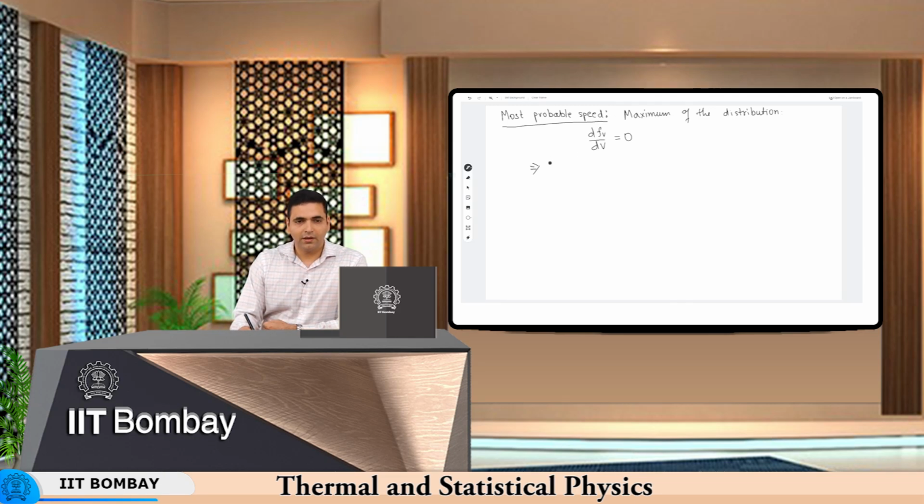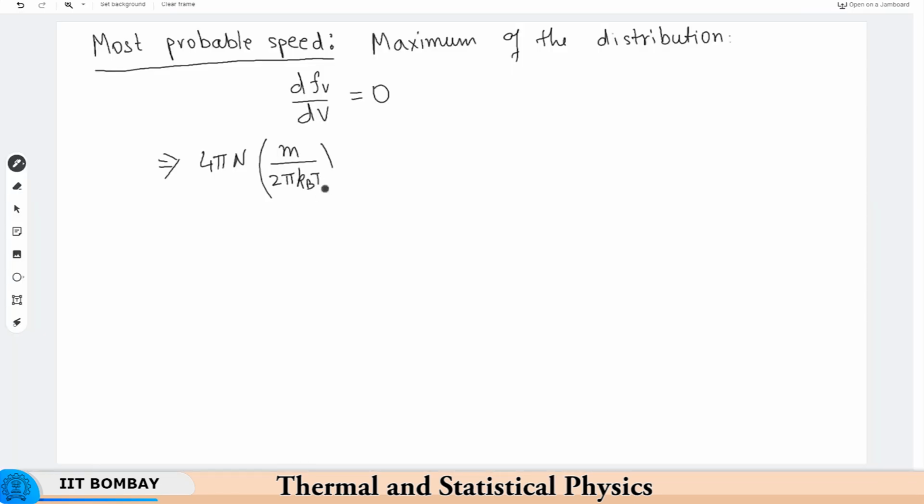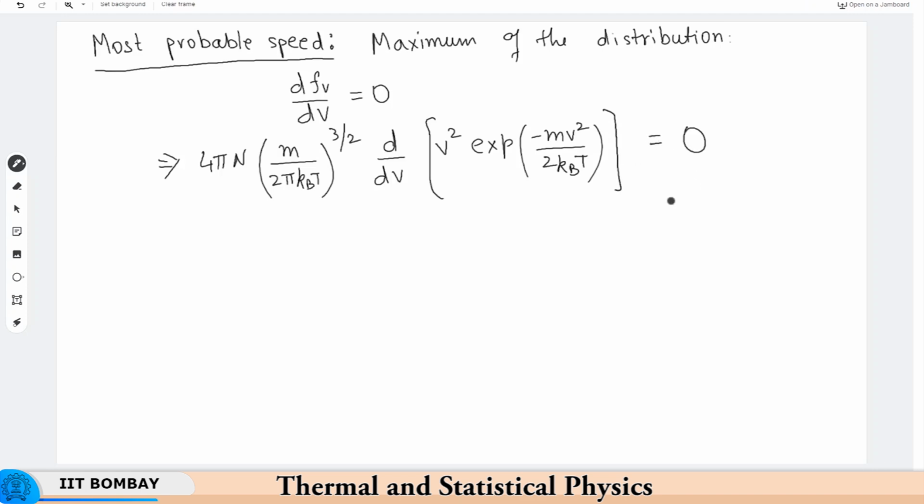So we get... maybe I can write down 4 pi n times m by 2 pi kBT raised to the power 3 by 2, that is the term which is independent of V, and you take the derivative of the other term which has V dependence, exponential of minus mV squared divided by 2 kBT. Okay, so I can use the square bracket, and you have to equate this to 0, and we have to basically solve this equation for V.